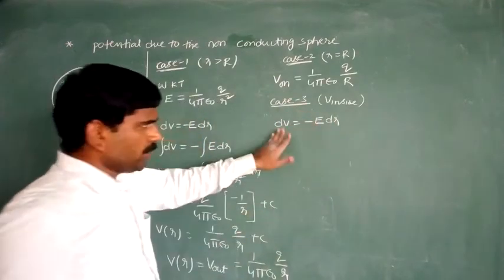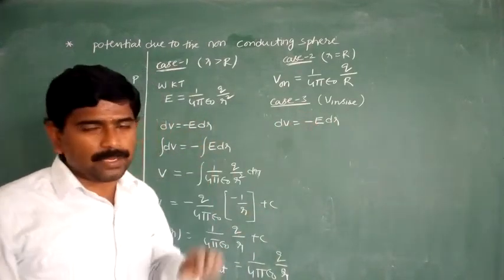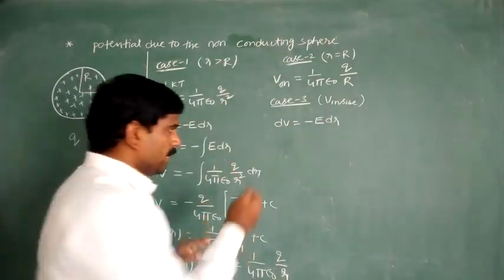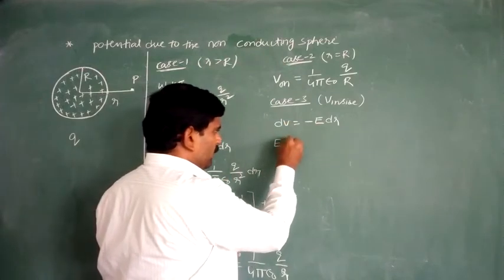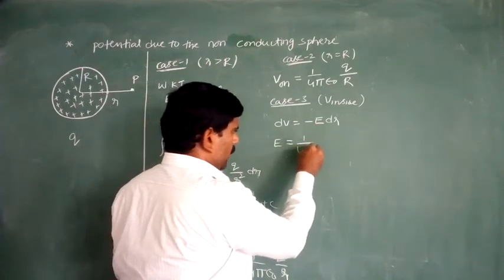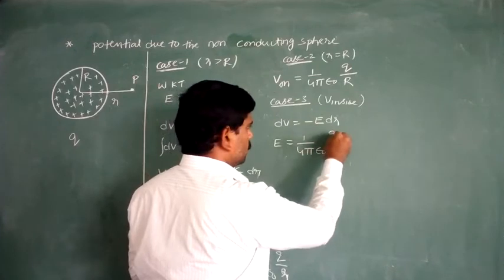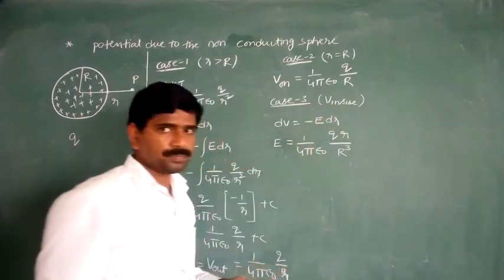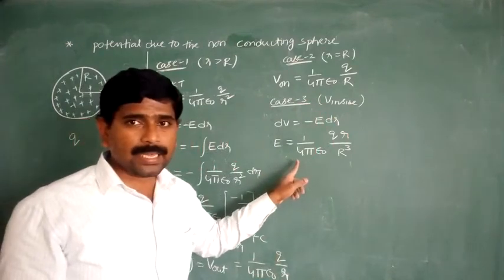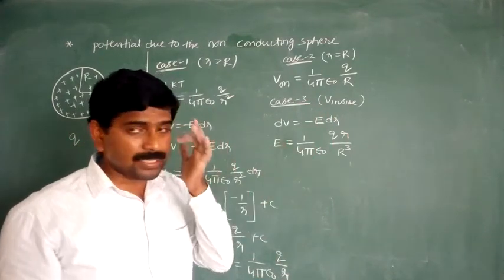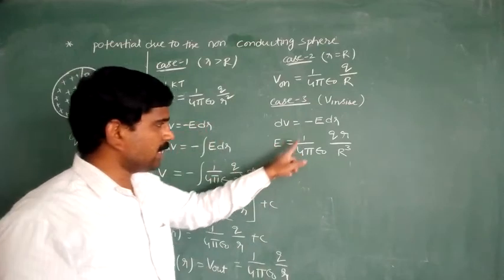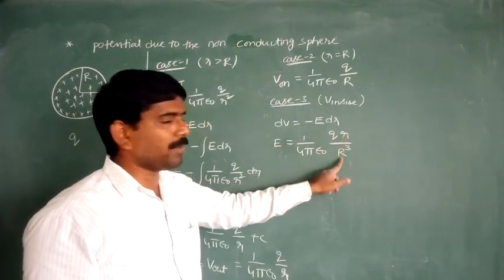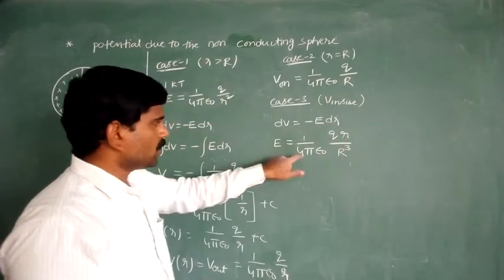Before going to this, what is the E value inside the non-conducting sphere? The E value inside this sphere is equal to 1 by 4 pi epsilon naught into q into small r by capital R cube. We learned this in the topic of electric charges and fields. E is equal to 1 by 4 pi epsilon naught into q into small r by capital R cube. So substitute this value.